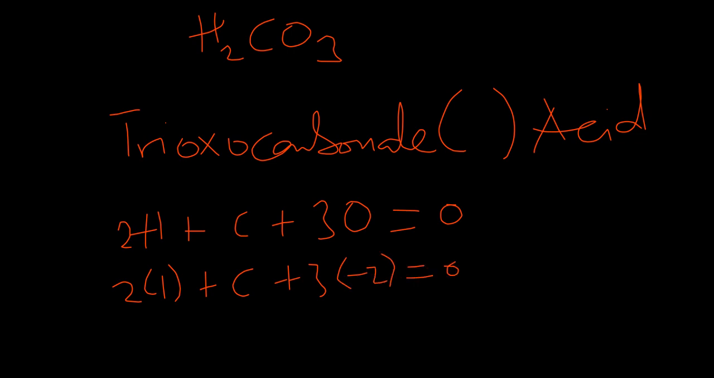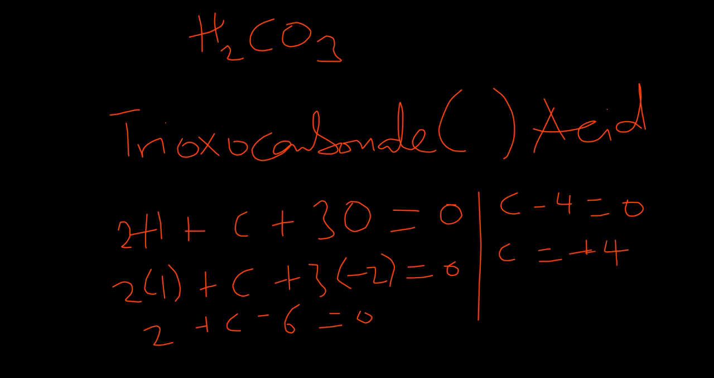That will give us 2 plus carbon, that will give us minus 6, equals to 0. This will give us C, the carbon, 2 minus 6 will give us minus 4, equals to 0. So the carbon will be plus 4. So that's the oxidation number of the carbon. It's 4, so that's IV. So it will be IV. So what it means is that the name of this compound, or acid, will be trioxocarbonate IV acid.